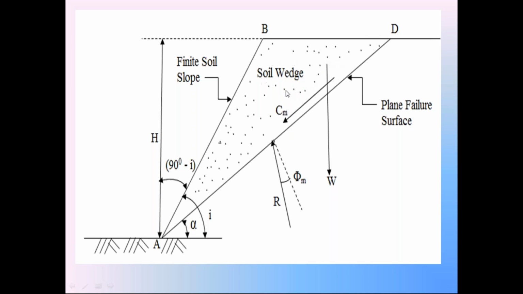Check the failure of this soil wedge. The soil wedge is failing in the downward direction, parallel to surface AD, along the surface AD, but it is not failing in the direction perpendicular to surface AD.